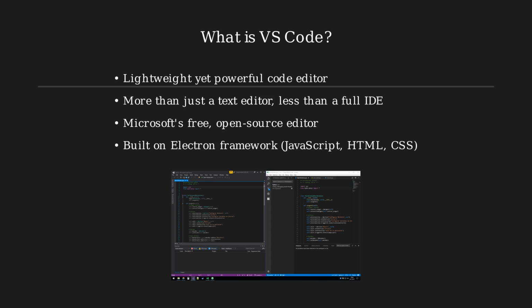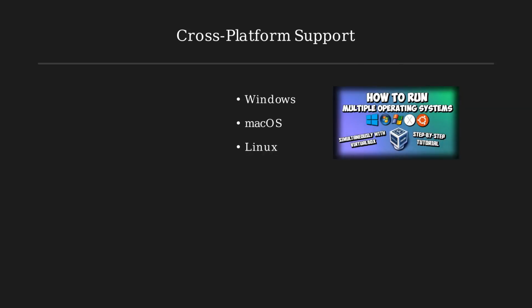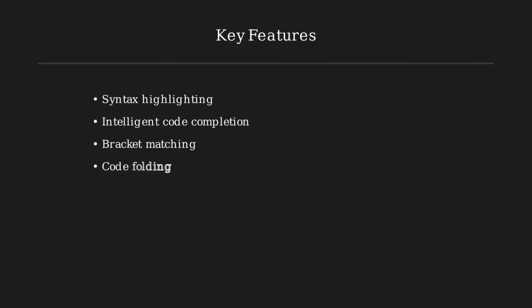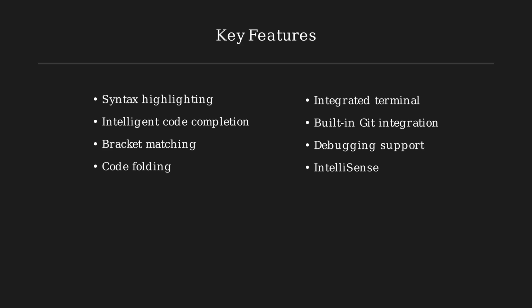on various platforms. One of VS Code's key advantages is its cross-platform nature. It runs seamlessly on Windows, Mac OS, and Linux, providing a consistent development experience regardless of your operating system. VS Code comes with a rich set of features designed to enhance productivity. These include syntax highlighting, intelligent code completion, bracket matching, and code folding. It also offers an integrated terminal, Git integration, debugging support, and IntelliSense for smart code suggestions.